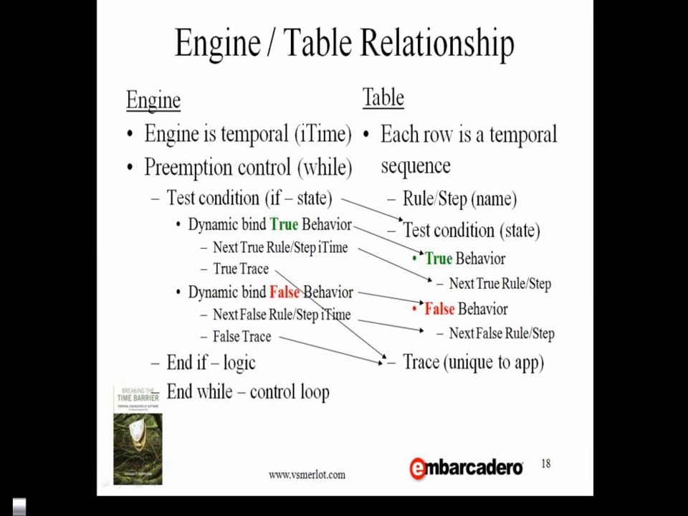I've created a temporal state machine that consists of 3 parts: the engine, the table, and the procedures. The engine is indexed in time. The engine consists of a preemptible while loop and a test condition, whose result is either true or false. Both results have their respective behaviors: next rule or step, and trace.